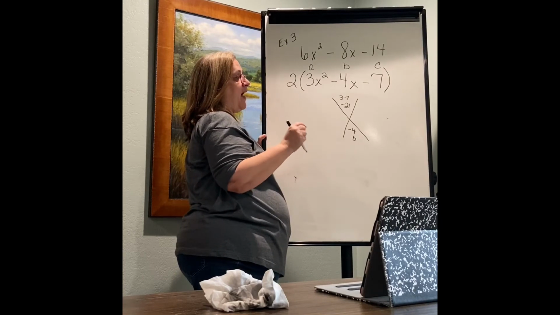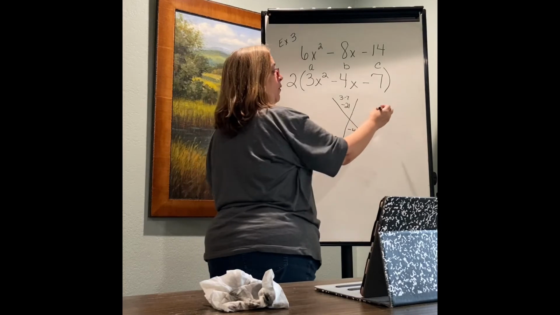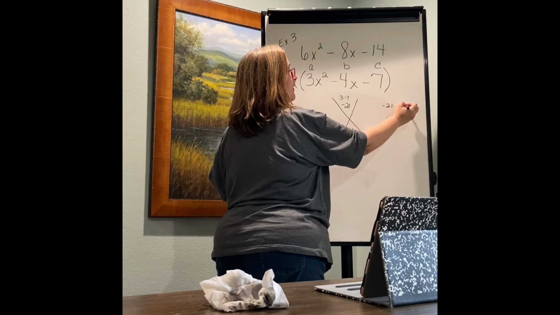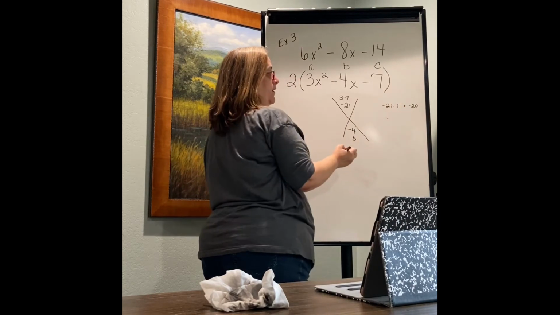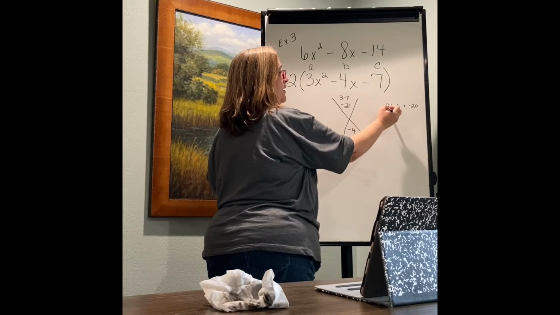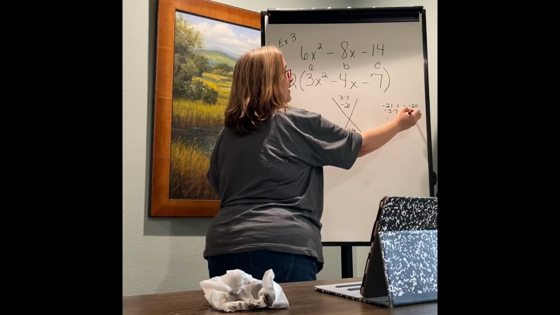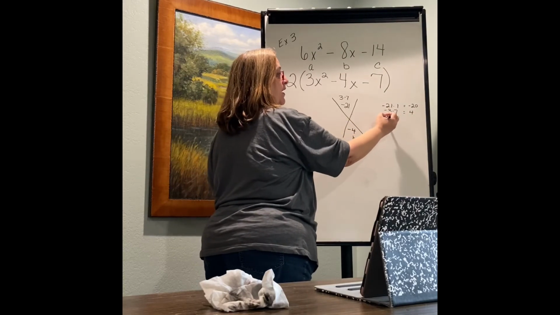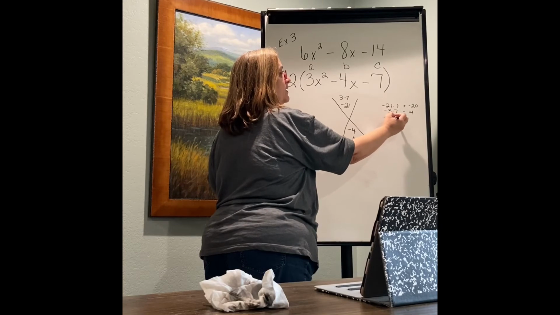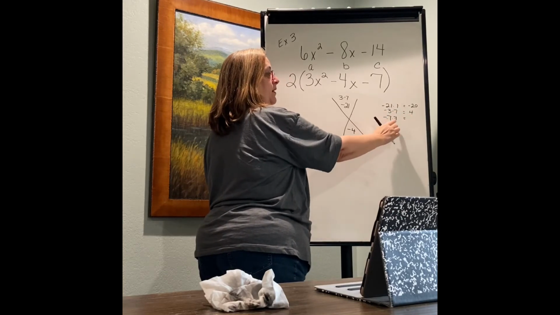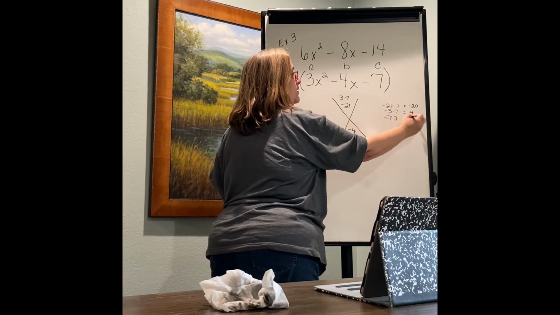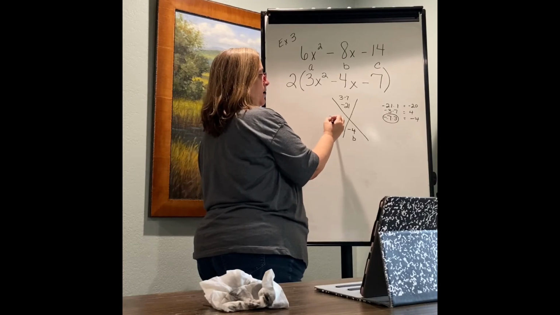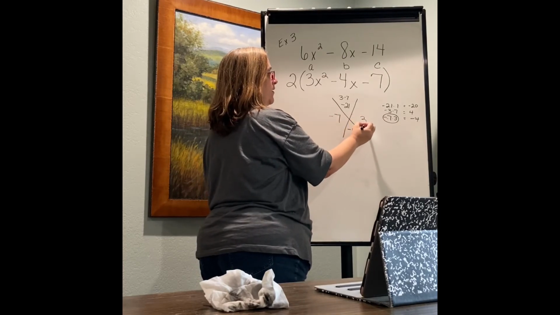So let's look at some factors of negative 21. Well, we have negative 21 times 1, that would be negative 20. Then we have negative 3 times 7, that gives me 4, which I'm looking for negative 4, so let's just switch the negative sign. So let's have a negative 7 times 3. Negative 7 plus 3 is negative 4. So these are my two factors. So I'm going to do negative 7 and 3.